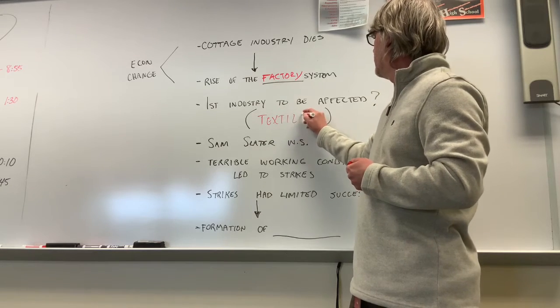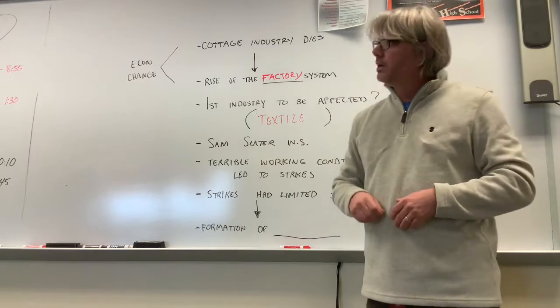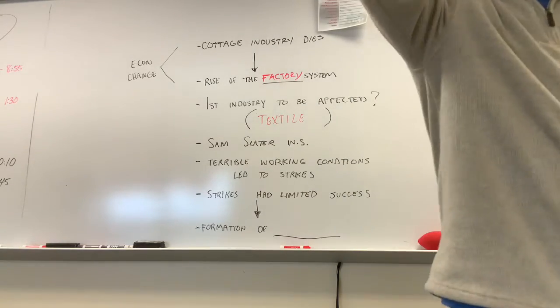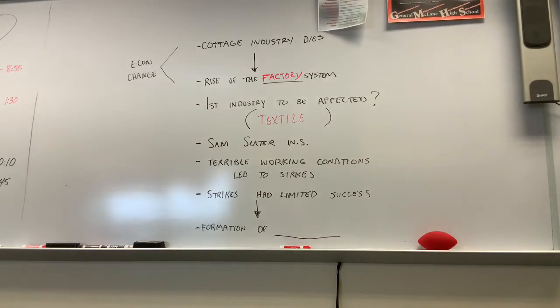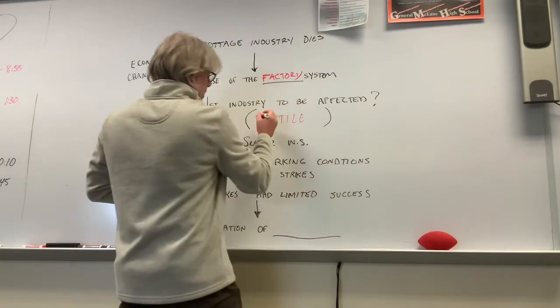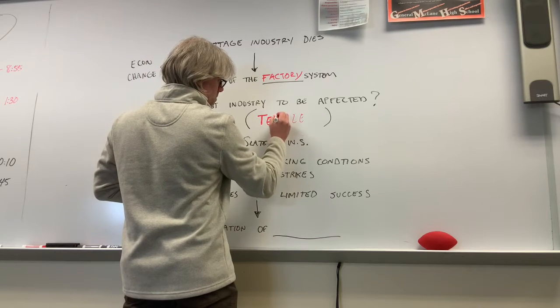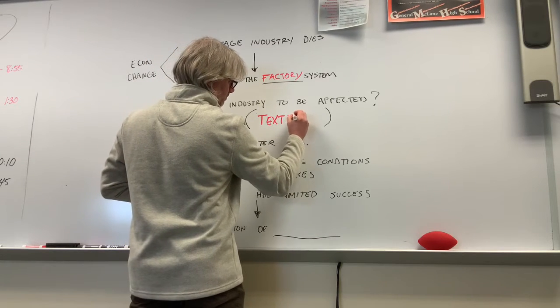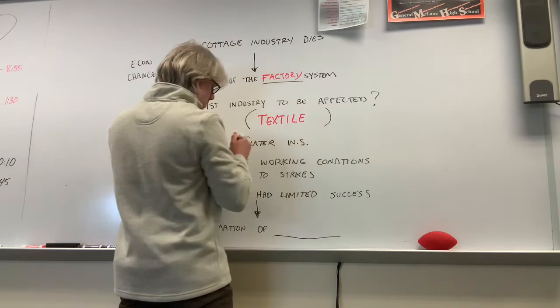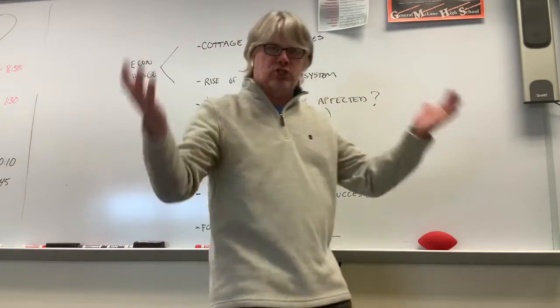So textiles are any fabrics. So any clothes that you're wearing, my sweater, the flag that I have hanging here, my curtains on the window, that's all what we would consider to be textile. So that's the first industry that was affected, the first one that went through this big change. So let's talk about how the cottage industry system would work using that example. So let's say we want to make textiles. Let's say we're going to make sweatshirts, all right?